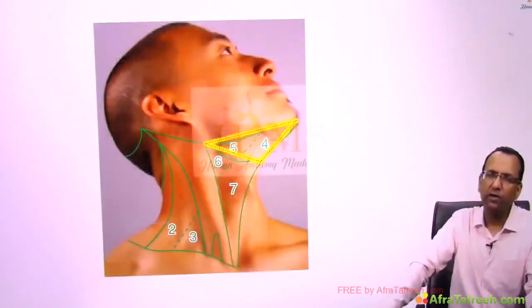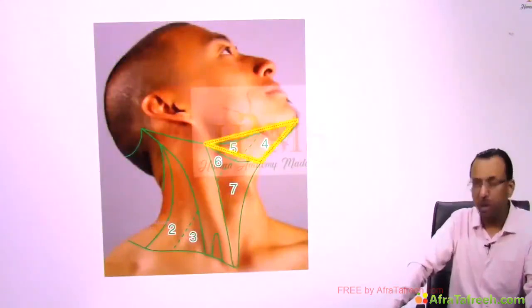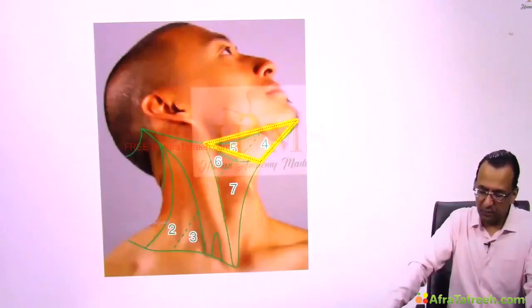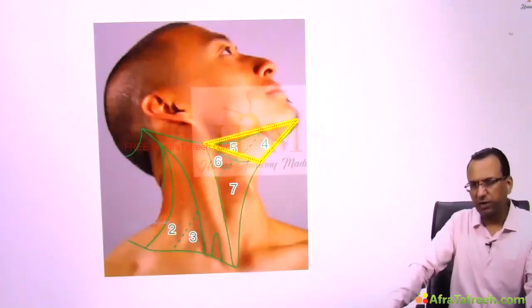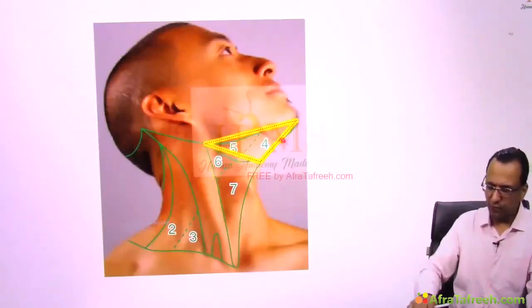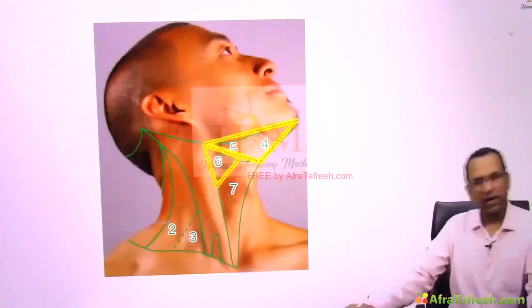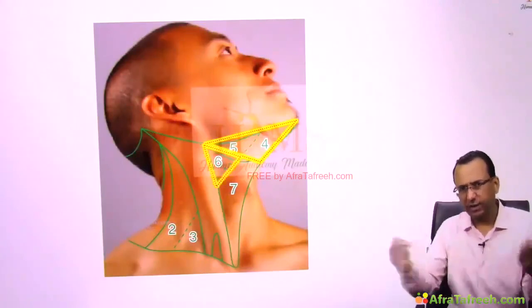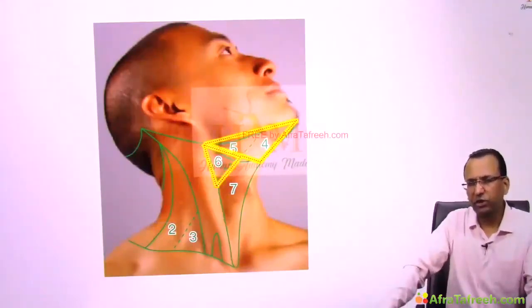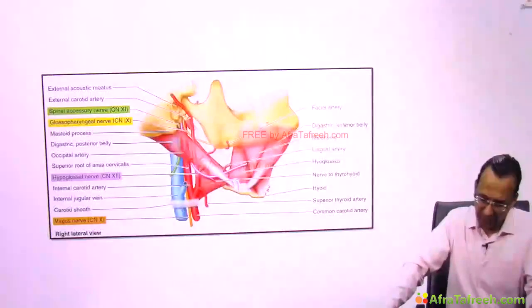Not only the digastric triangle, you have to focus upon the carotid triangle also. But this time, first you have to focus upon the digastric. Then you can talk about the carotid triangle. Actually, they are side by side. But first we have to discuss the digastric. This is the diagram we have to discuss.